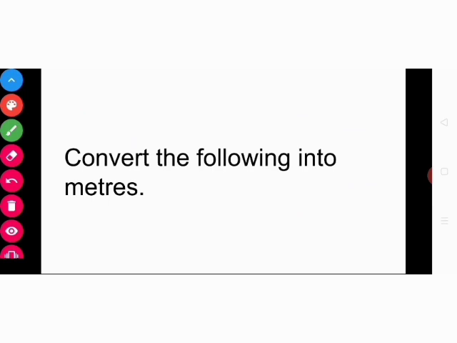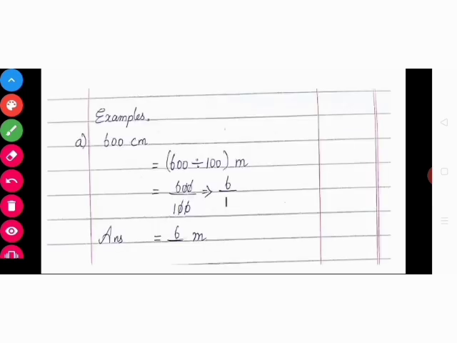Convert the following into meters. So what is the sum given? 600 centimeter. Centimeter is a smaller unit, so you want to convert into a bigger unit. That means meter. So 600 divided by 100. So 600 divided by 100 is 6 meter. What is your answer? 6 meter.